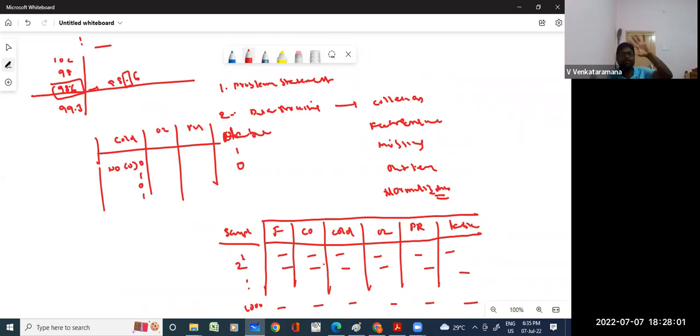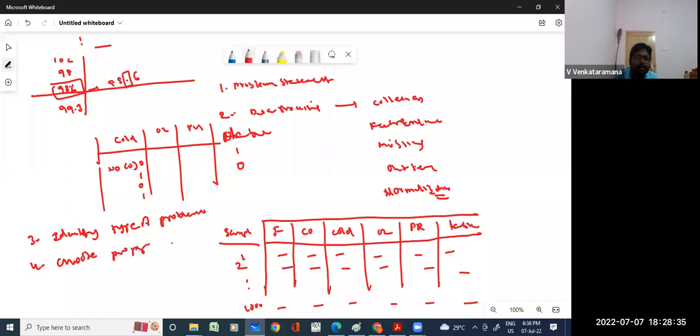Once you identify the problem, you have to choose a proper machine learning model to get the solution. Based on this analysis, we understand that the given problem is a binary classification problem. So for a binary classification problem, we may go with a logistic regression model. So your third step is to identify the type of problem, and the fourth step is to choose a proper machine learning model.